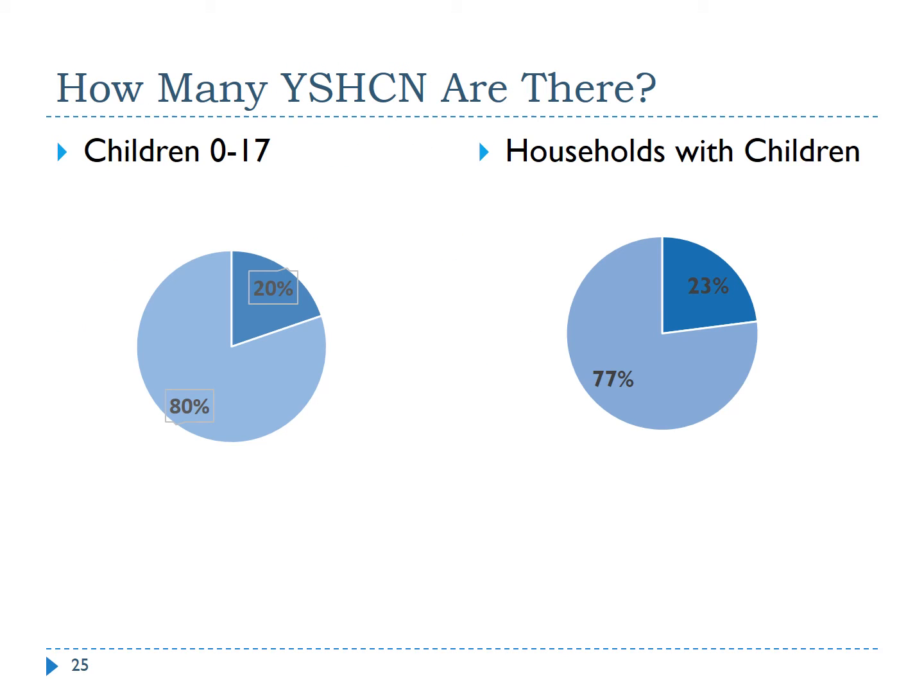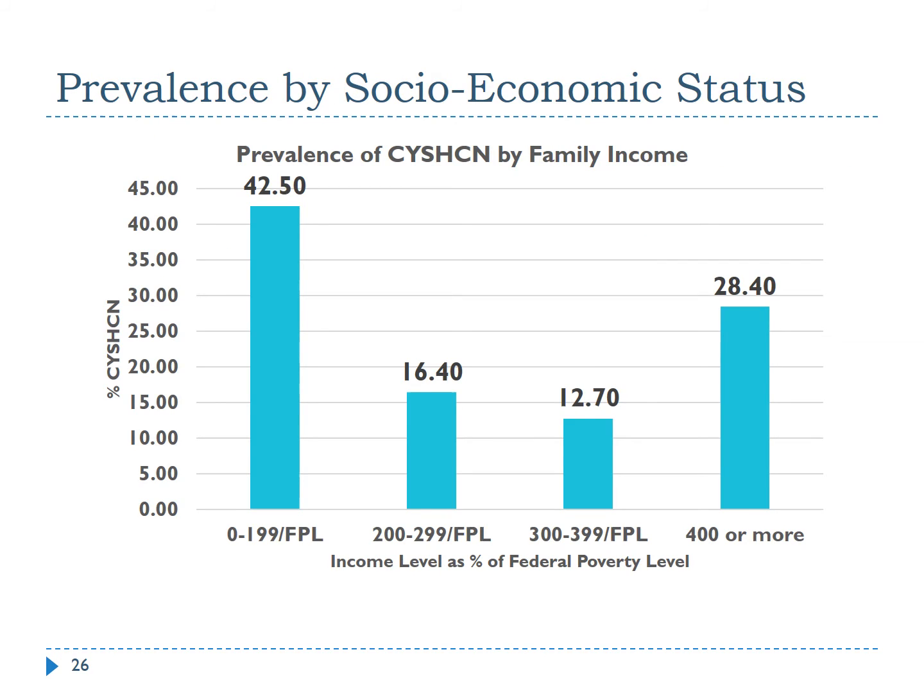The most recent survey identified nearly 74 million children in the U.S. Nearly 20% were youth with special health care needs. Another way of identifying the prevalence is to ask how many families include youth with special health care needs. The answer is 23%. Youth with special health care needs are prevalent among all income brackets. Notice that they are the most prevalent at the lowest and highest income levels.